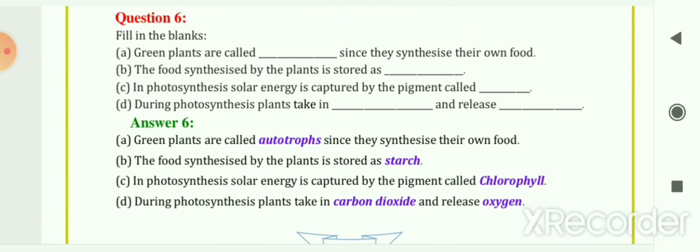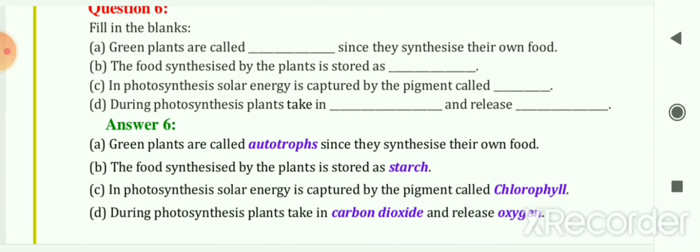The next question is fill in the blanks. In that first blank, green plants are called blank since they synthesize their own food. So they are known as the autotrophs. So your answer will be autotrophs. The next blank is the food synthesized by the plants is stored as blank. So it is stored as the starch.